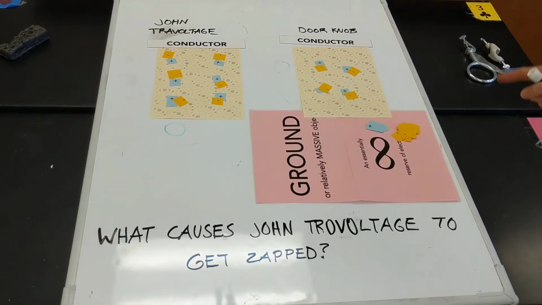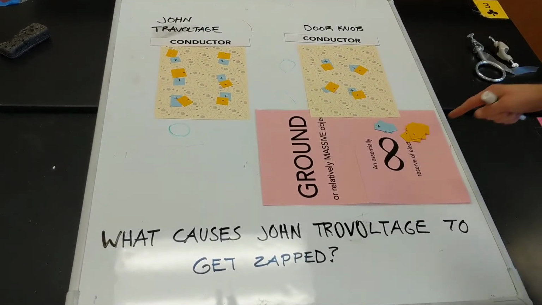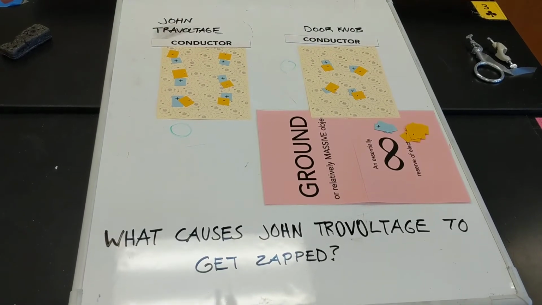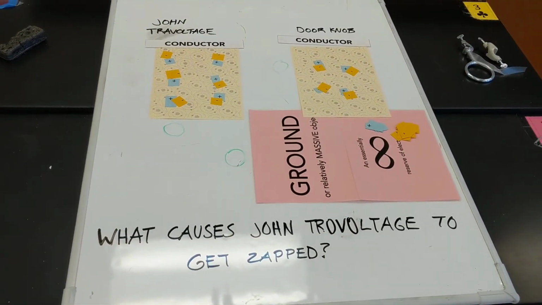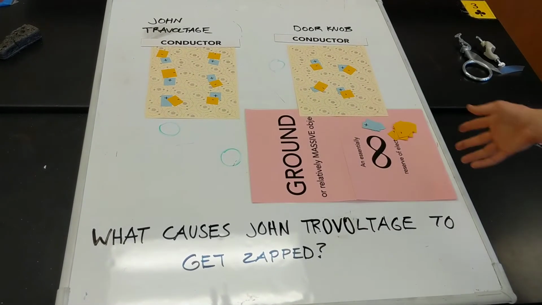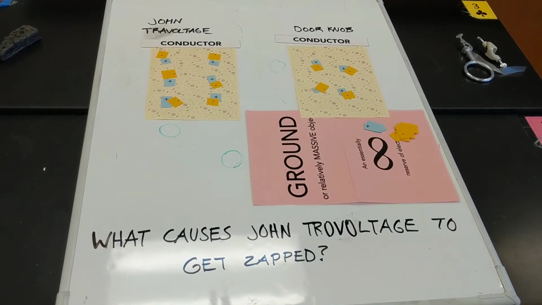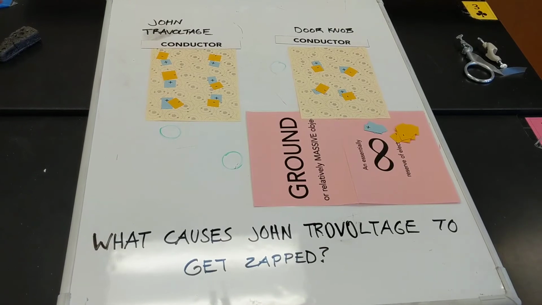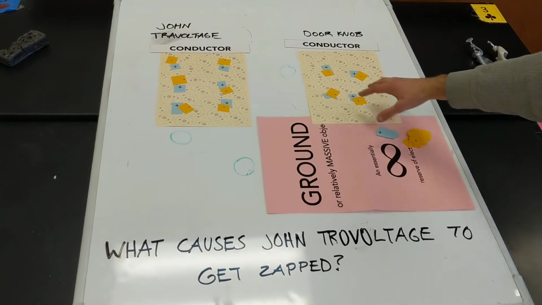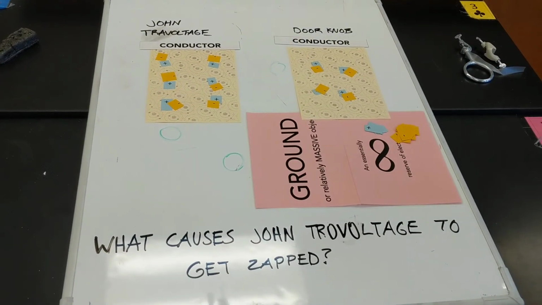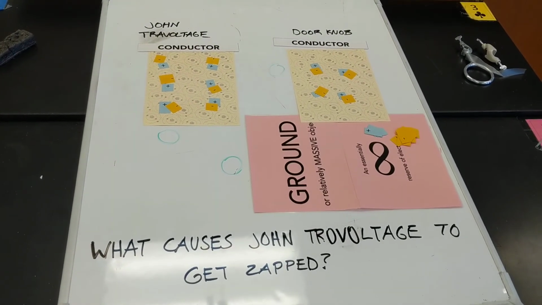The doorknob is now neutral, and even though the ground did gain some electrons, the ground is still going to be neutral. The reason being is because there's just so many electrons, even though it gained electrons. It's like adding a cup of water to a lake. You're really not going to see any difference in the water level. By adding the electrons from John Travoltage to the ground, you're really going to see no difference in charge of the ground.